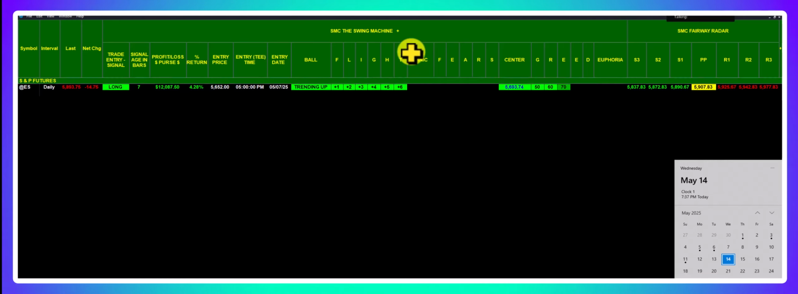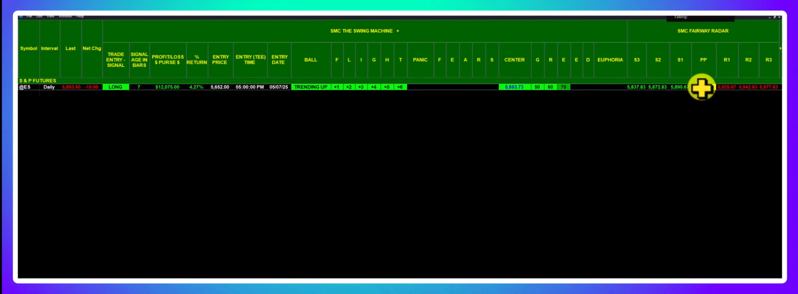Also, the fear gauge. This is the middle, the center of the fairway, and we're at 70, and yes, the market can go much higher. This gives us the fairway radar. It gives us the daily pivot information: the support 1, support 2, support 3, R1, R2, R3, resistance levels.